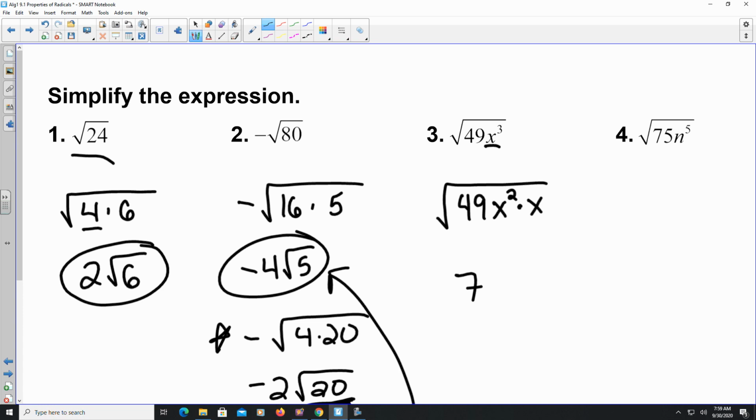Square root of x squared is x. And what's left over in the radical is just x inside there. So here is my simplified expression for that situation.